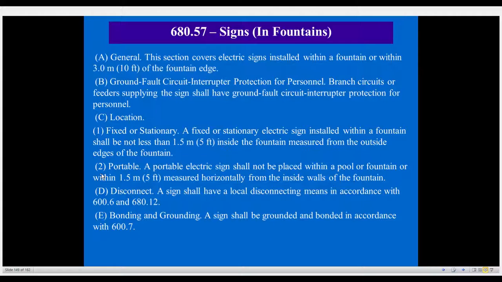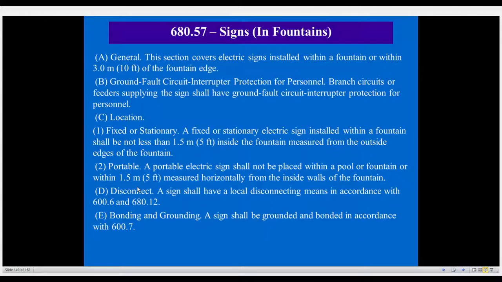Next is, what about portable signs located in a fountain? A portable electric sign shall not be placed within a pool or fountain or within 5 feet measured horizontally from the inside wall of the fountain. So again, we're going to not have any of those portable electric signs installed within 5 feet of that inside wall of that fountain. And it certainly can't be placed within the fountain.